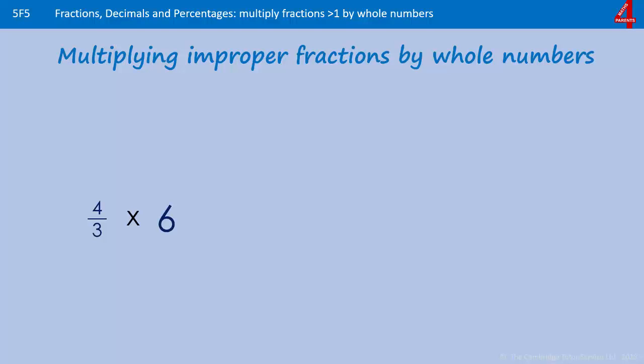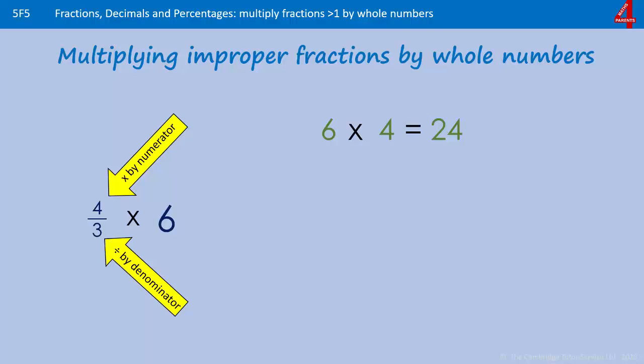If you have an improper fraction to multiply by a whole number, it works exactly the same as when you have to multiply a whole number by a proper fraction. So we start by multiplying the whole number by the numerator. 6 times 4 is 24. And then we take the answer to that and we divide it by the denominator. 24 divided by 3 is 8. So 4/3 times 6 is 8.